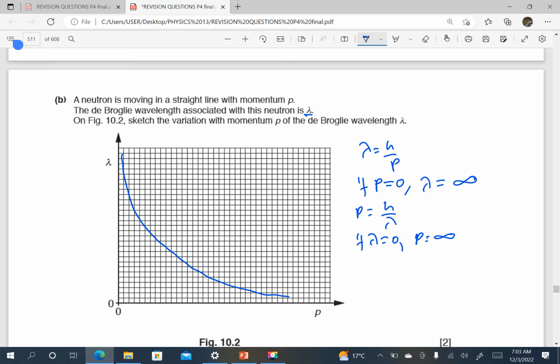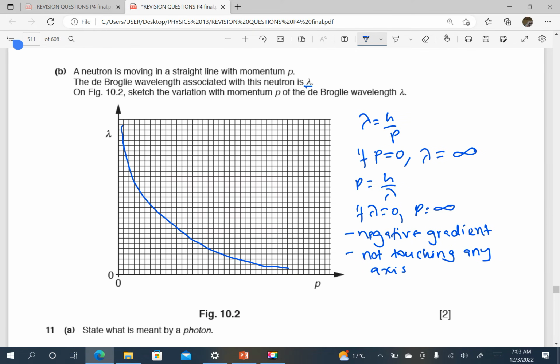So a graph of de Broglie wavelength against momentum has a negative gradient, and does not touch any axis.